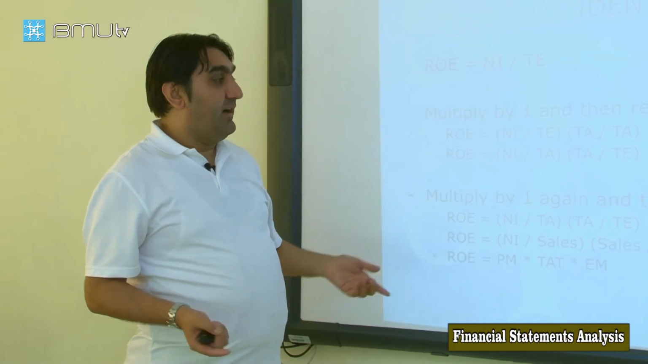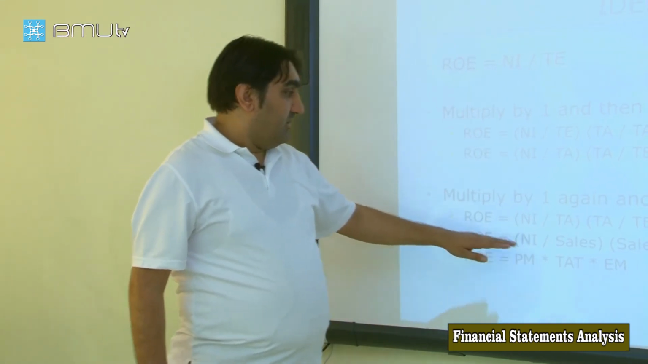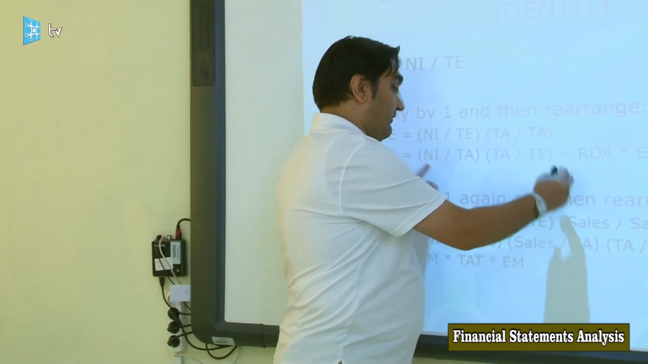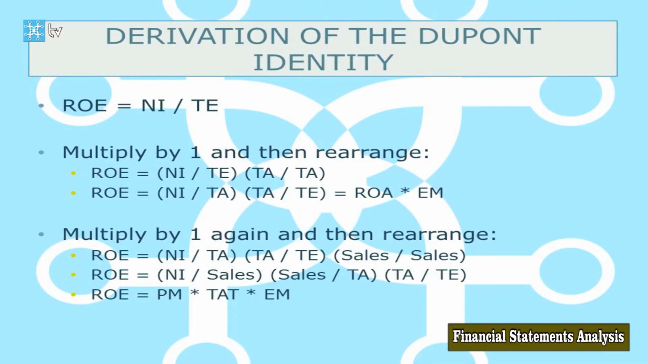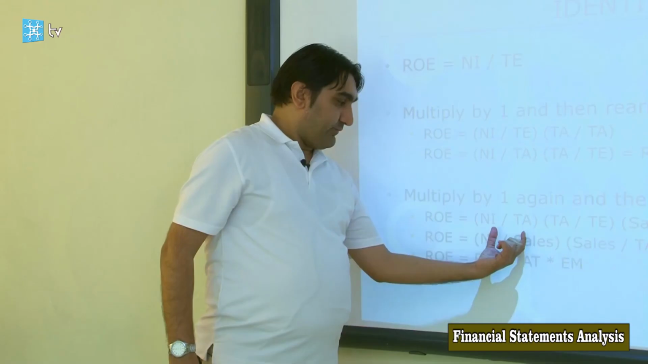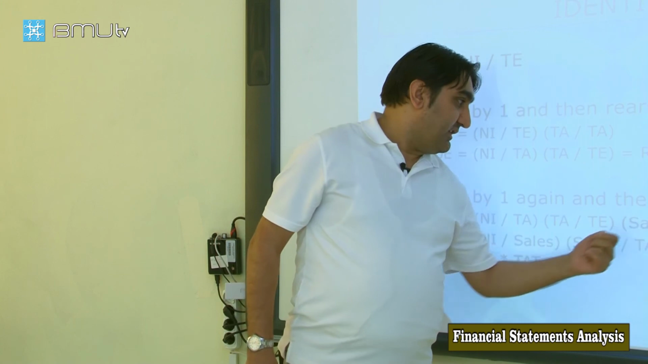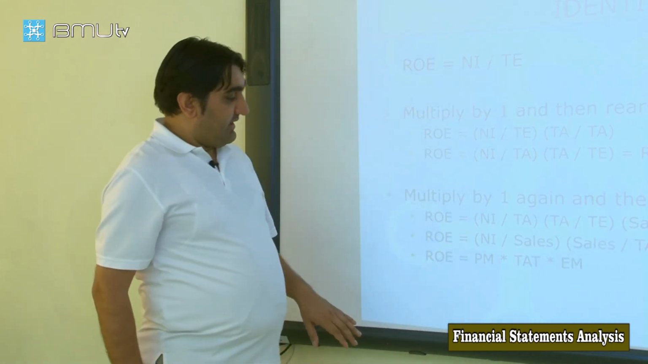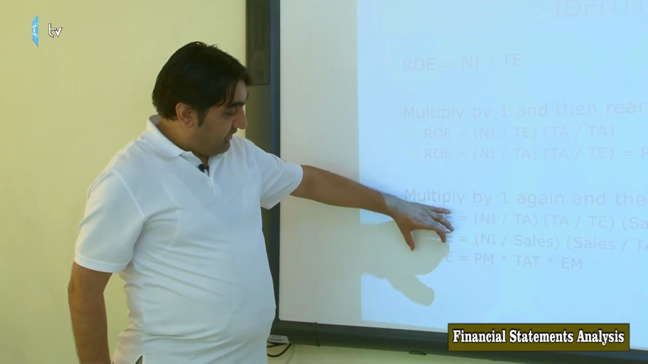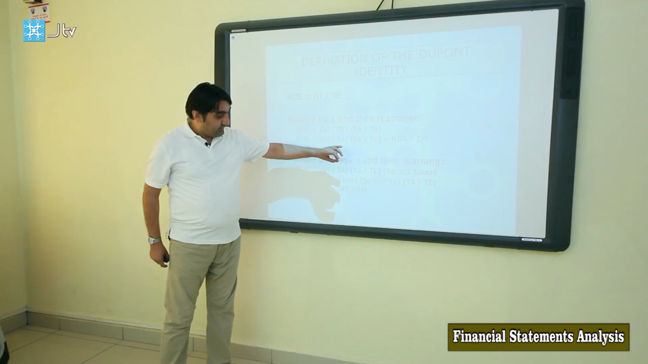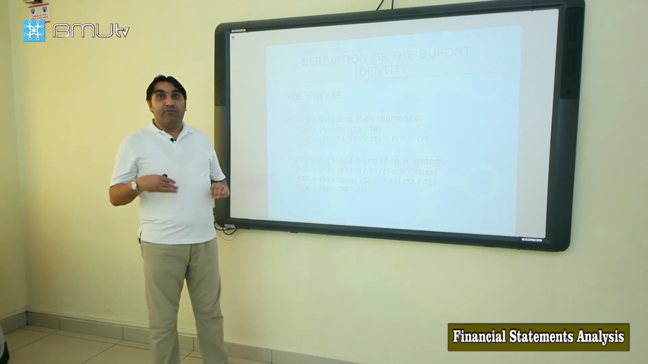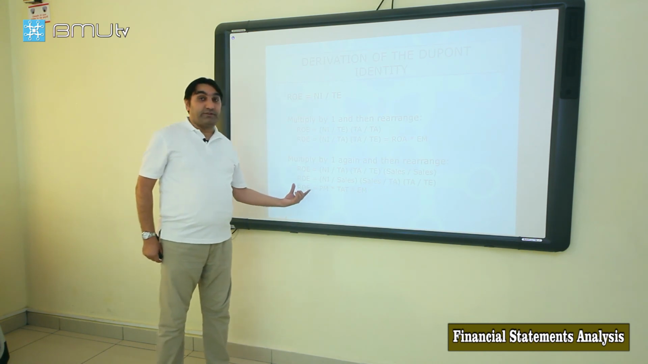We can add another factor, also multiplying this equation by 1, that is sales divided by sales. Nothing will change mathematically. If we rearrange this, we get net income divided by sales times sales divided by total assets times total assets divided by total equity. This ratio is profit margin. This ratio is total asset turnover, and the last ratio is equity multiplier. So we can say that decomposing return on equity into profit margin, total asset turnover, and equity multiplier, we see the ways how to increase return on equity.